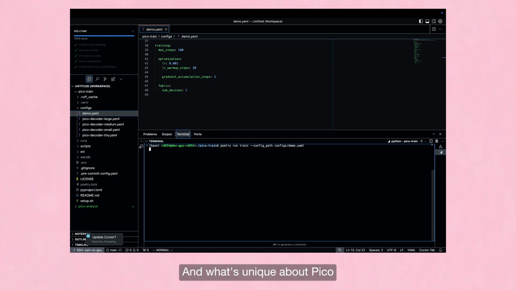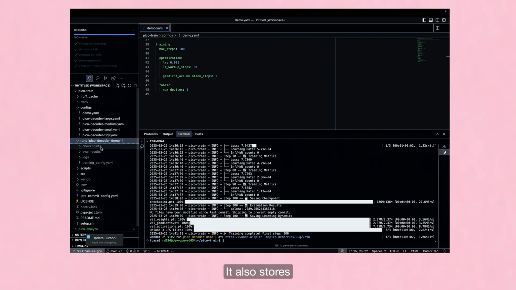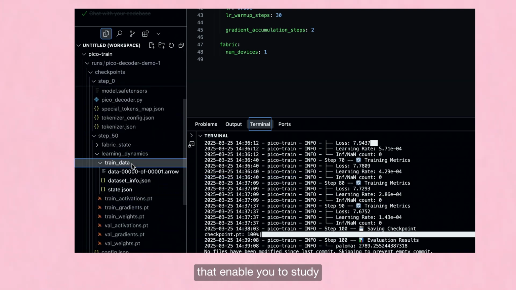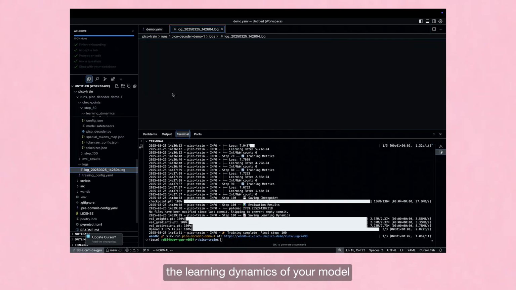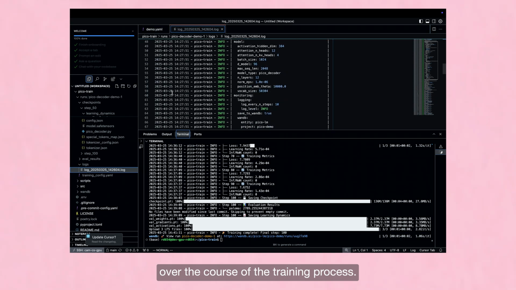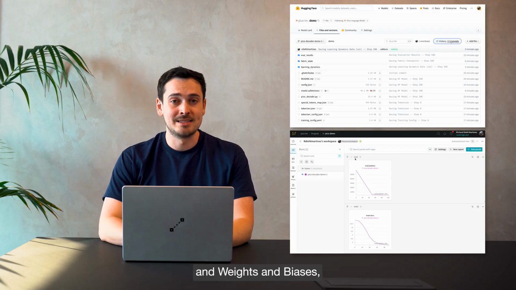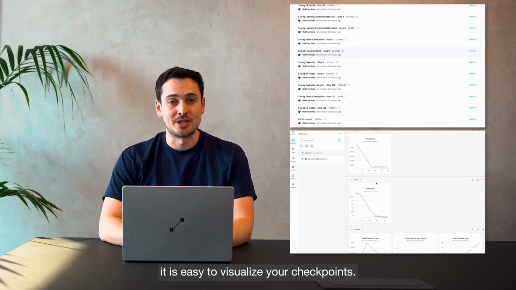And what's unique about Pico is that it doesn't just store your final model, it also stores intermediary model weights, activations, and gradients that enable you to study the learning dynamics of your model over the course of the training process. Moreover, with integrations with Hugging Face and Weights and Biases, it is easy to visualize your checkpoints.